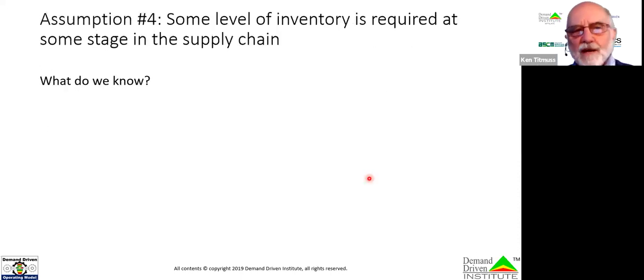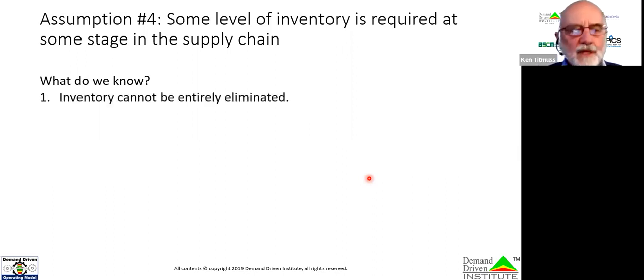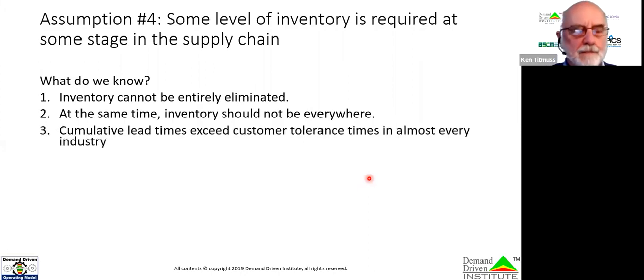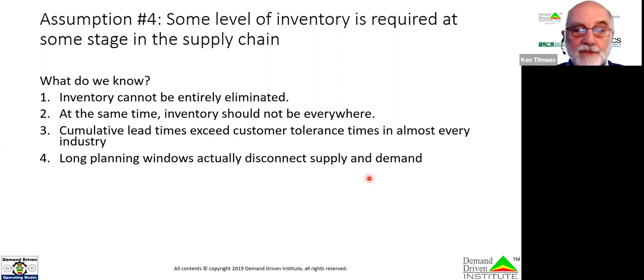So assumption number 4 then: some inventory is required at some stage in the supply chain. So what do we know? Inventory cannot be entirely eliminated. We need some inventory somewhere in the supply chain. At the same time, inventory shouldn't be everywhere. We need to strategically place it in the right places. Cumulative lead times exceed customer tolerance times in almost every industry. And long planning windows actually disconnect supply and demand.